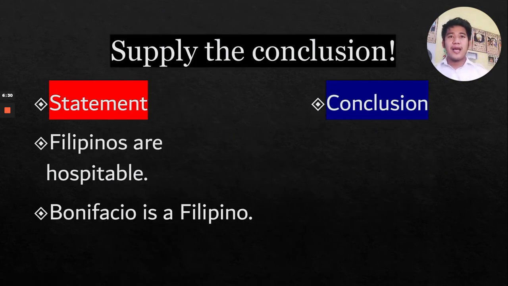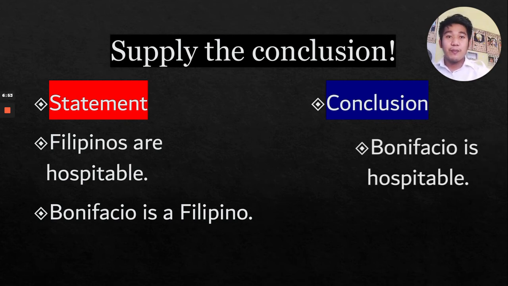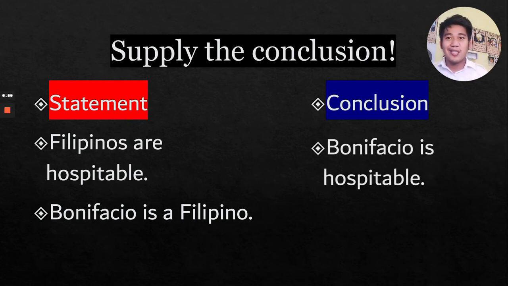You just need to supply the conclusion. Here's the statement. Filipinos are hospitable. Now, Bonifacio is a Filipino. From these statements, what can you conclude? Alright, very good. Bonifacio is hospitable. Since Filipinos are hospitable and he is a Filipino, then Bonifacio is hospitable. That is our conclusion.